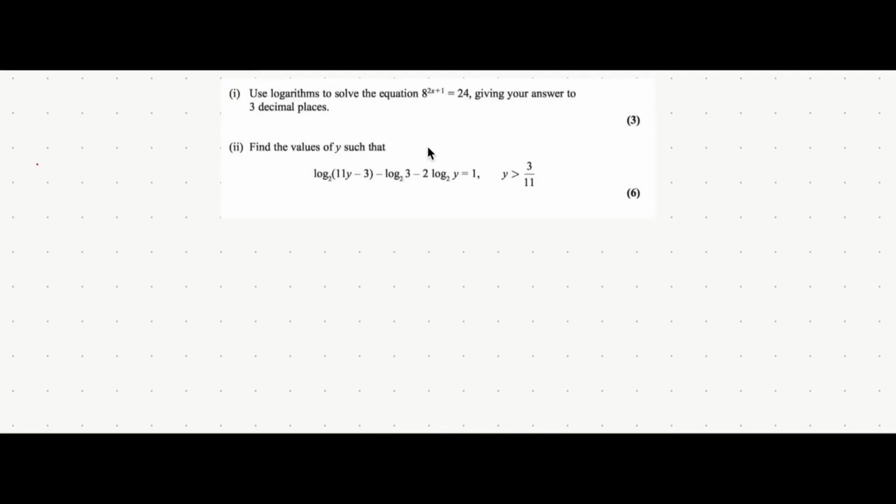We're going to have a look at solving two different types of logarithmic equations. Starting with part I, what we notice is that what we want to solve, the variable x, is a power. In order to bring it down from a power to a coefficient, we need to apply logs to both sides, because there's a log rule where you can bring the power down as a coefficient.